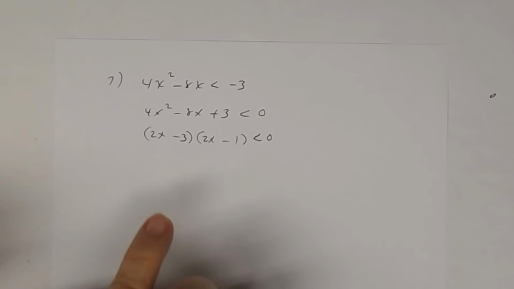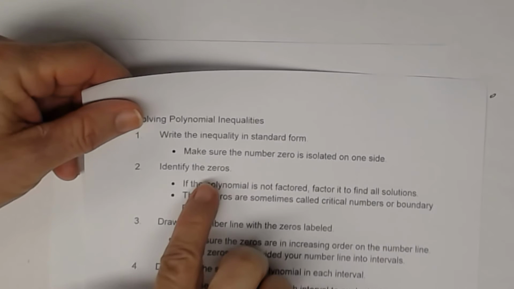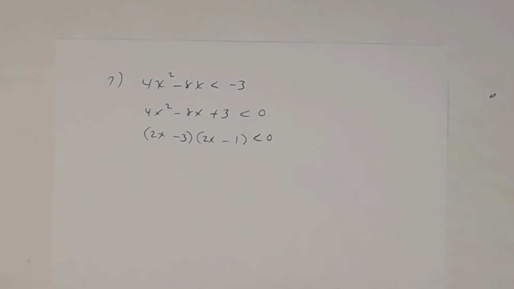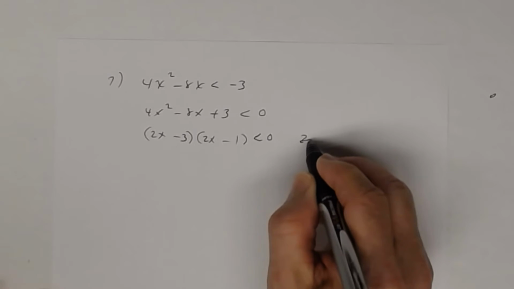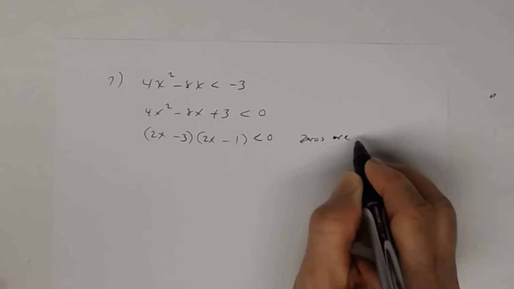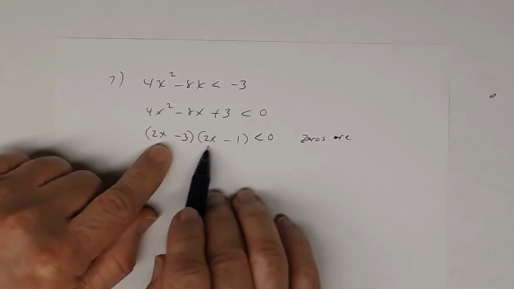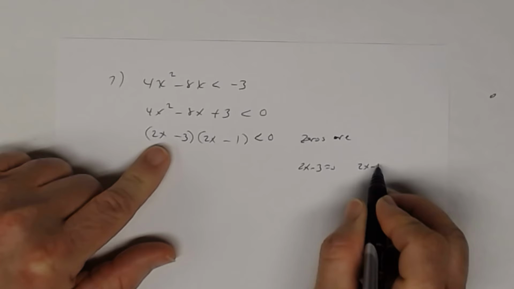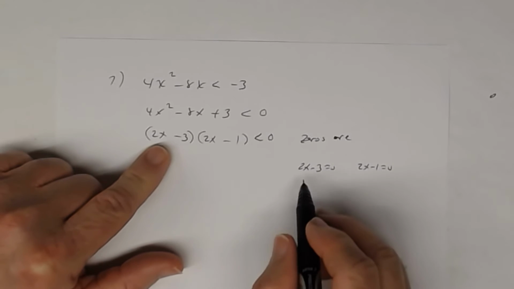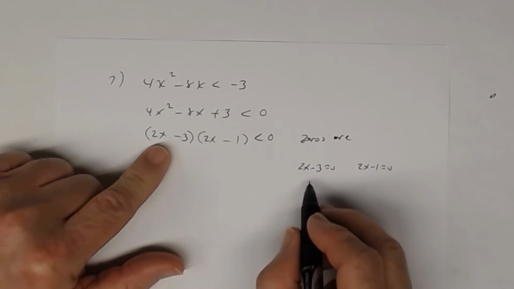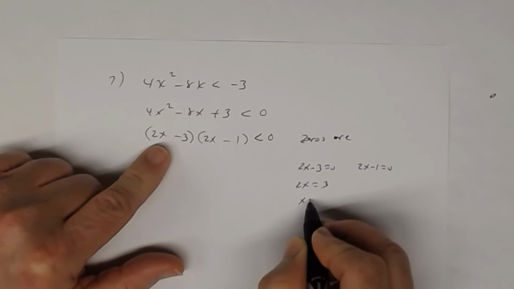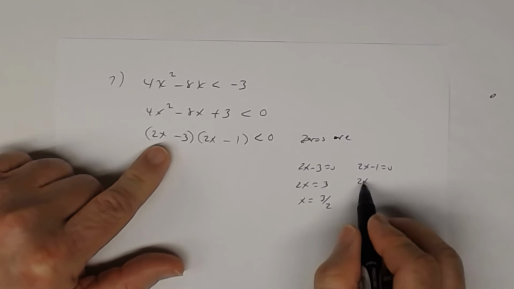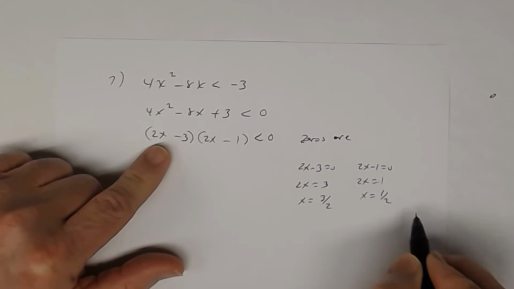Now, once you factor, remember the next step is to find those zeros, sometimes called critical numbers or boundary points. So let's find those critical numbers. I've got to set each factor equal to 0. So 2x minus 3 equals 0, and 2x minus 1 equals 0. When 2x minus 3 equals 0, that means 2x equals 3, which means x equals 3 halves. Over here, 2x equals 1, so x equals 1 half.